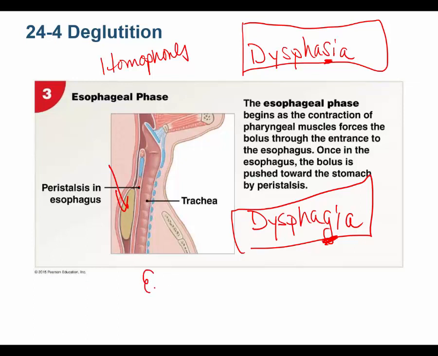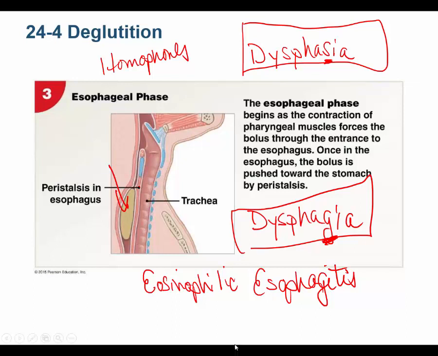There's a disease that leads to these constrictures. It's called eosinophilic esophagitis. Eosinophils are white blood cells. Eosinophilic esophagitis, inflammation in your esophagus with a lot of eosinophils infiltrated in the area. This leads to constrictures and dysphagia. Dysphagia spelled with a G.